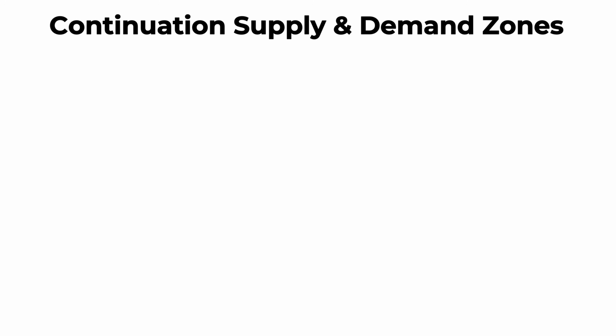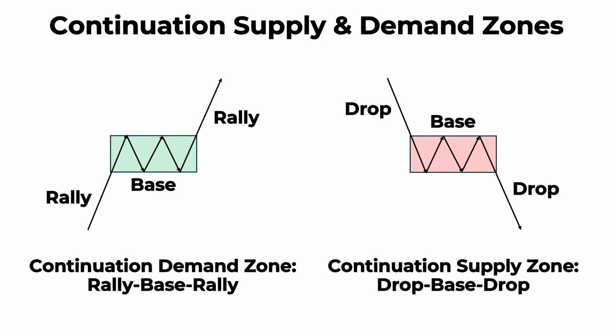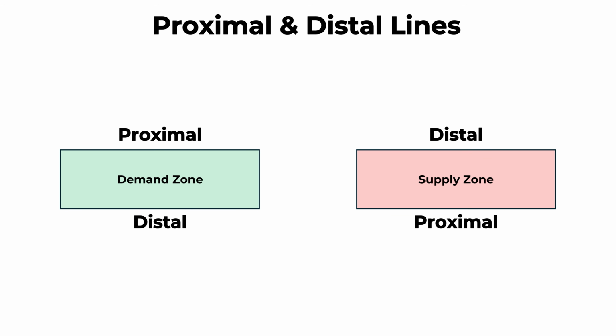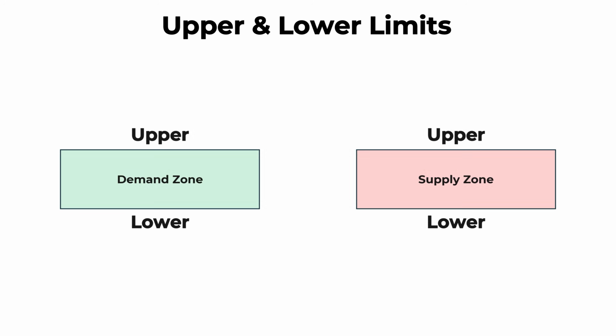Continuation zones are a little bit different. A continuation demand zone is formed by a rally-base-rally structure, and a continuation supply zone is formed by a drop-base-drop structure. Some traders like to call the boundaries of supply and demand zones proximal and distal lines. In a demand zone, the distal line is on the bottom and the proximal line is on top. In a supply zone, it's the opposite. I think this nomenclature adds unnecessary confusion. It's perfectly fine to call the boundaries of the zones by what they are, the upper and lower limits. How you call these limits is irrelevant. The important thing is knowing how to identify them precisely.